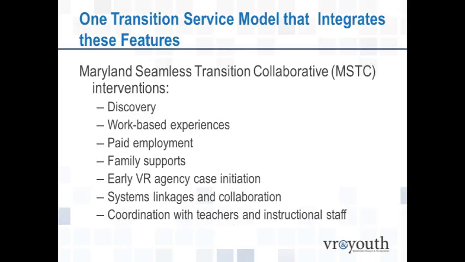And of course, systems linkages and collaboration, the idea that there would be a collaborative team of agencies and professionals working on behalf of each student, from the schools, vocational rehabilitation, community rehabilitation providers, post-secondary education institutions, and American Job Centers. And then, of course, it's important, because the students are still in school, that these services be delivered in coordination with teachers and instructional staff.